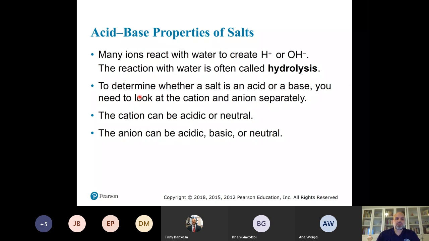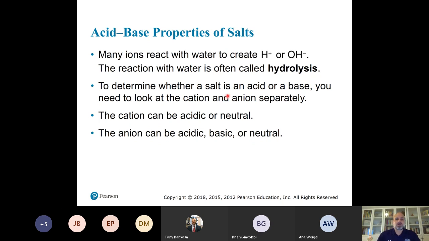And to determine whether a salt is an acid or a base, you need to look at the cation and the anion separately. So over the next few slides, we're going to be analyzing cations and analyzing our anions and seeing if they have an effect. Can either of these react with water to give us either protons or hydroxide ions?